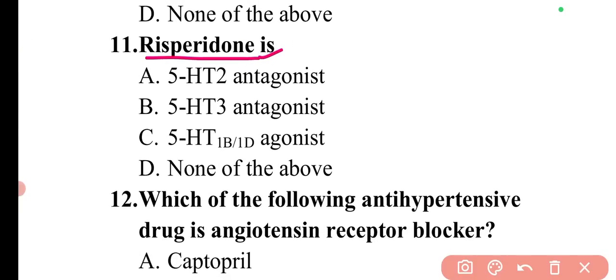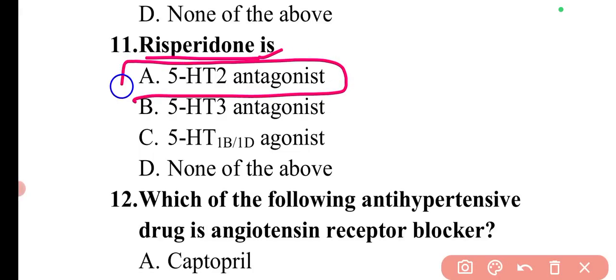Next question is, risperidone is, so risperidone drug, it is a 5-HT2 antagonist. So here option A will be the correct answer. It is a 5-HT2 antagonist. So option A is correct. Apart from risperidone, there can be drugs under 5-HT2 antagonist.